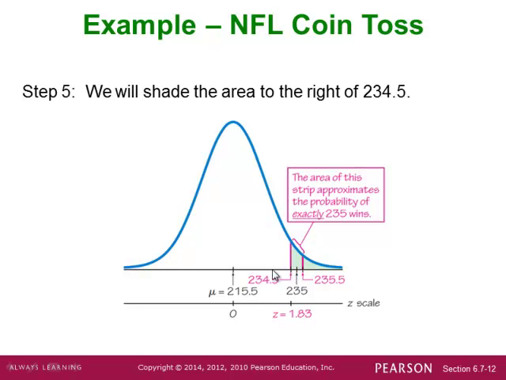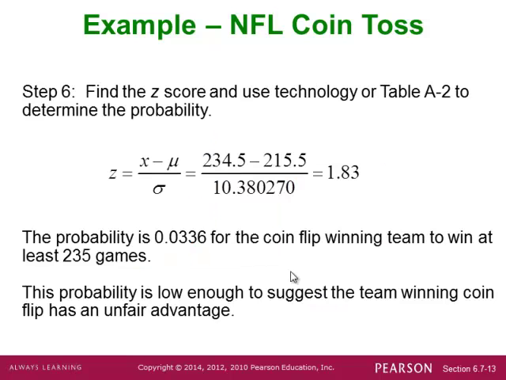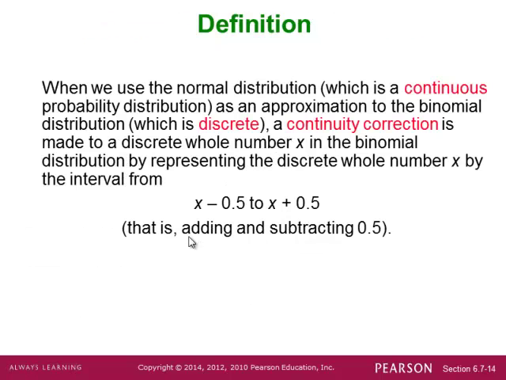Now, what is the area under the curve to the right of 234.5? Now, 234.5 is 1.83 standard deviations above the mean, as you can see from this calculation. And what is the area under the standard normal curve to the right of 1.83 standard deviations above the mean? And that probability works out to be 0.0336. So if you're not sure, I'll show you how to calculate that.